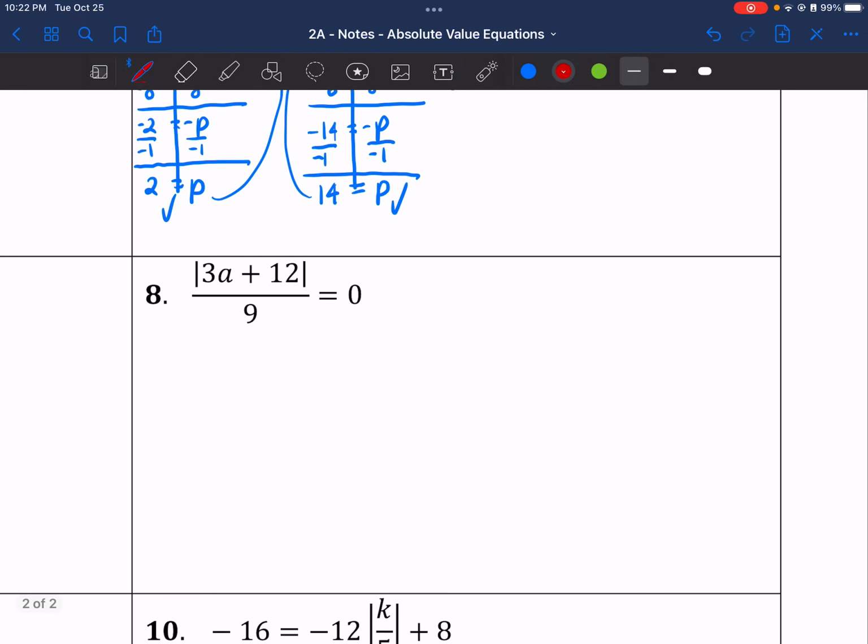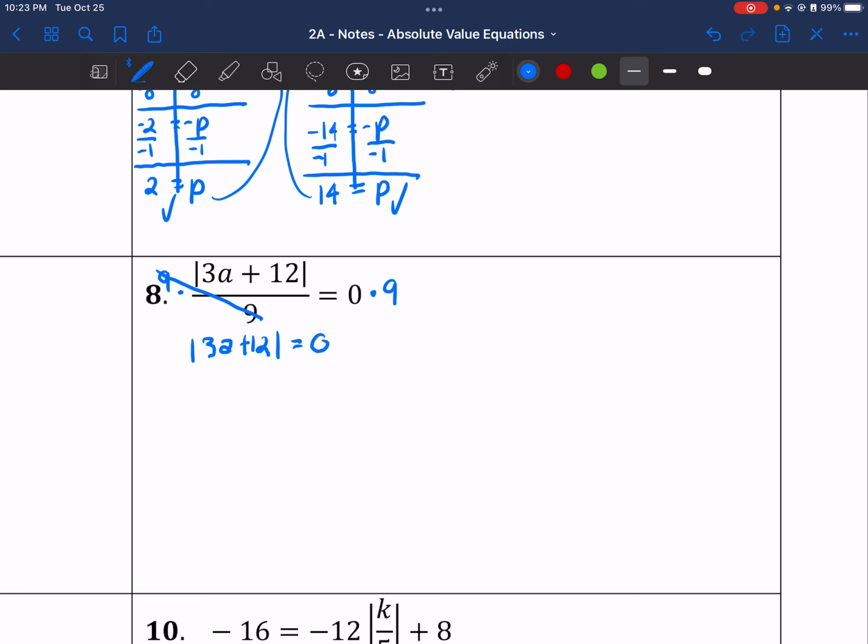Same deal for number 8. I want to get rid of this 9. The operation between the absolute value expression and 9 is division. So I'm going to multiply to get rid of a division. I'm going to multiply 9 to the other side. So I end up with the absolute value of 3a plus 12 is equal to 0.